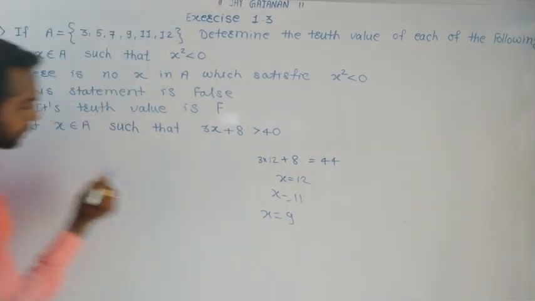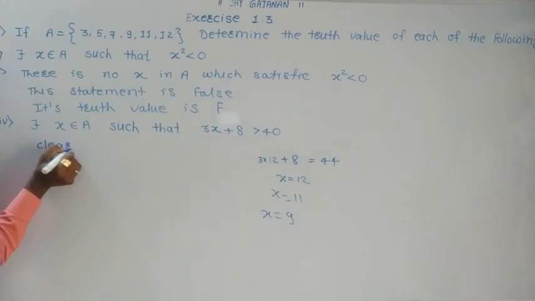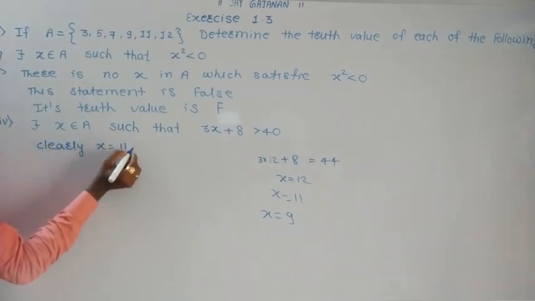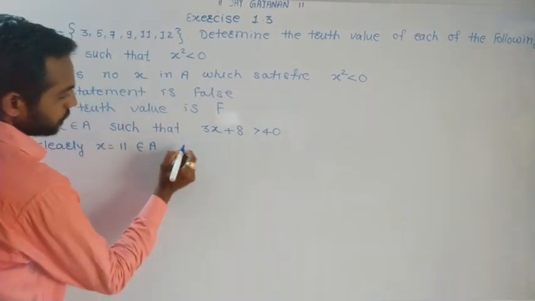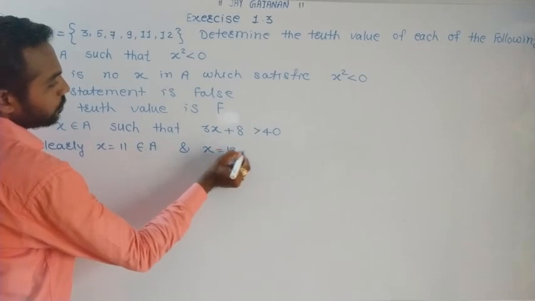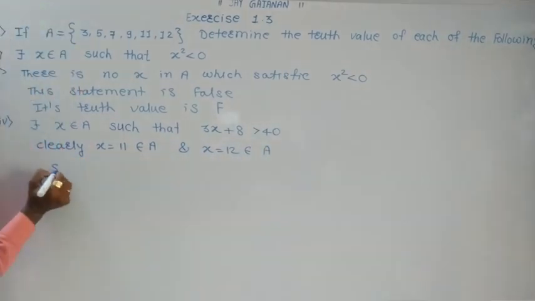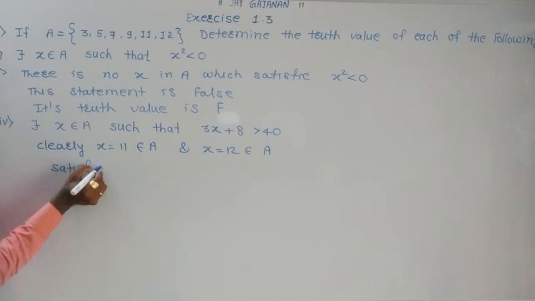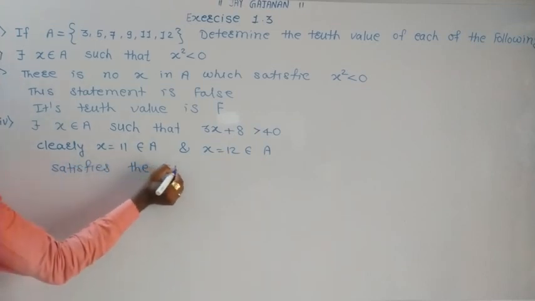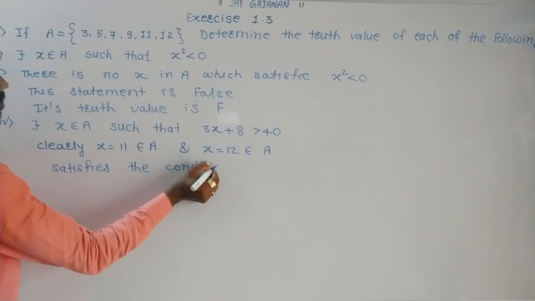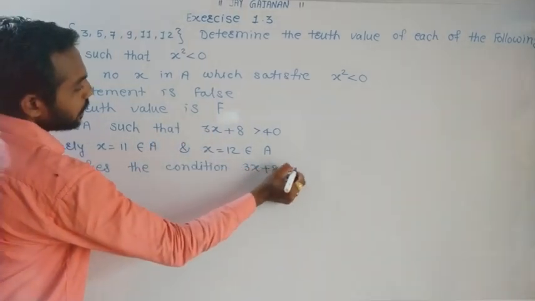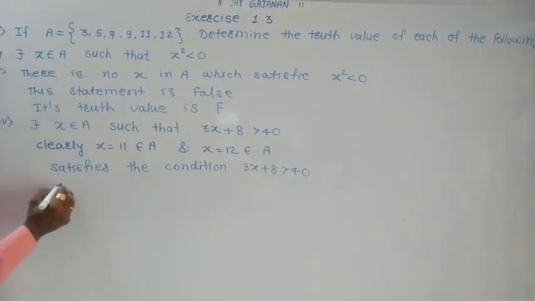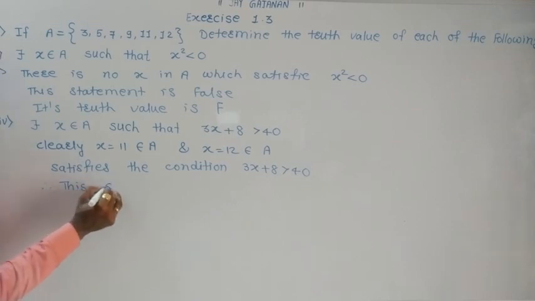But here clearly x is equal to 11 belong to capital A and x is equal to 12 belong to capital A satisfy the condition 3x plus 8 greater than 40. It means the given statement is true. Therefore, this statement is true.